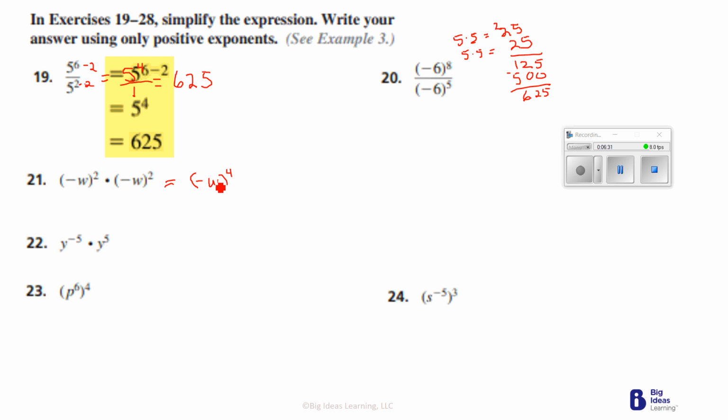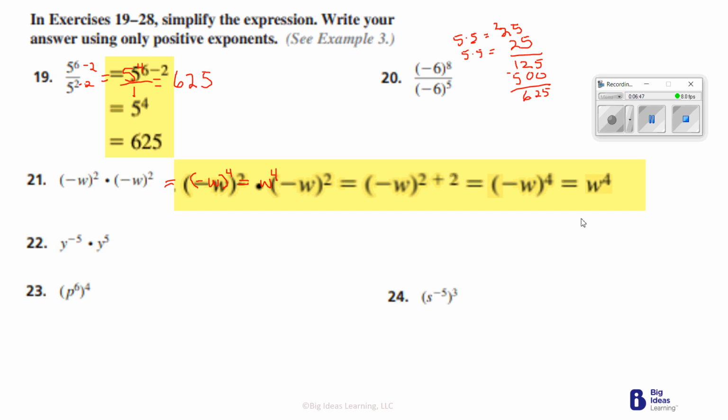But because this exponent's 4, it means we're multiplying a negative sign to itself 4 times. It's going to end up giving us a positive w regardless. So w to the 4th power will be our answer. Here we go, w to the 4th power. 22 is yours to do, 23 is mine.